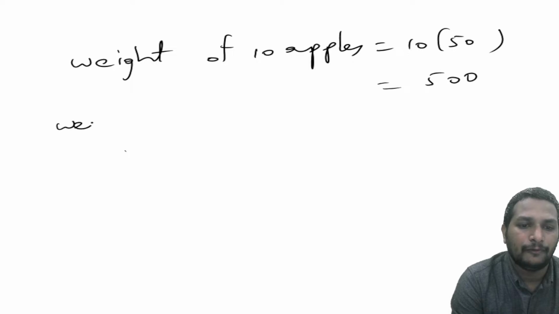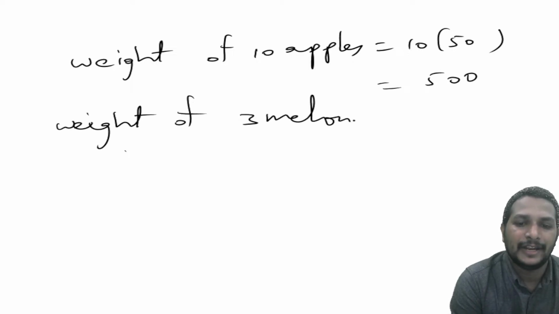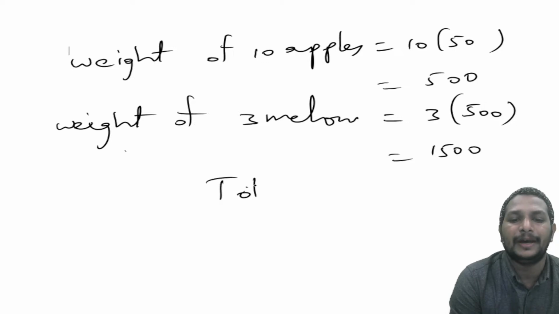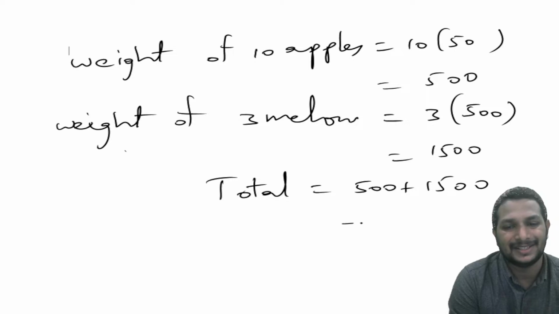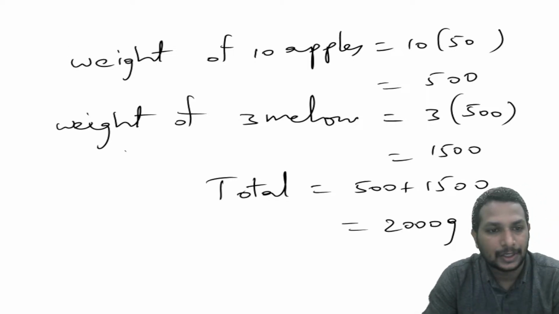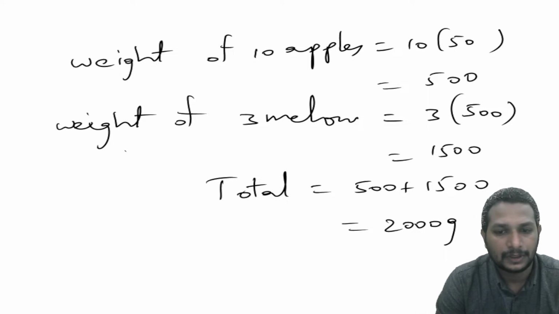Now, weight of 3 melons. The weight of each melon is how much? 500. 3 into 500 becomes 1500. Total will be how much? 500 plus 1500. So the answer for this question is 2000 grams. The weight of this one is 2000 grams.